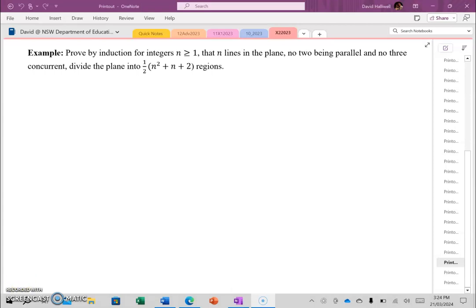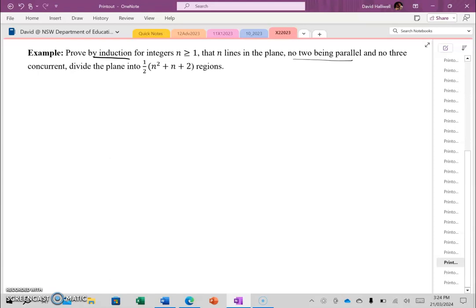Okay, we've got another geometry induction question, which says: prove by induction, for integers n greater than or equal to 1, that n lines in the plane, no 2 being parallel and no 3 being concurrent, divide the plane into that many regions.